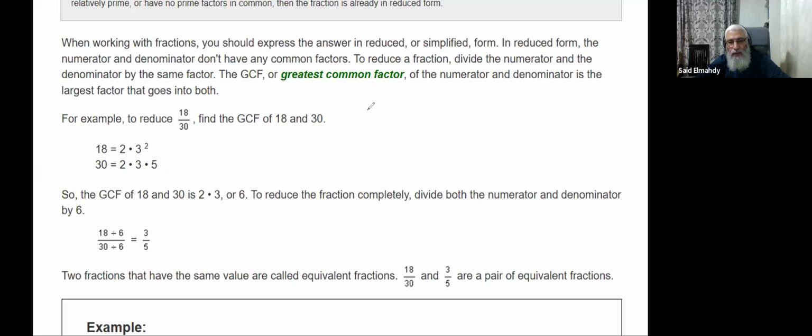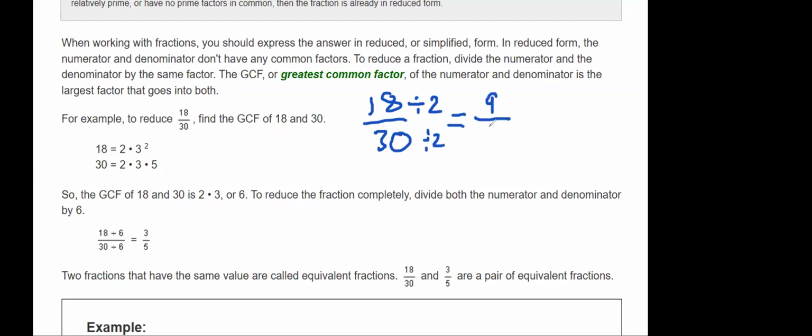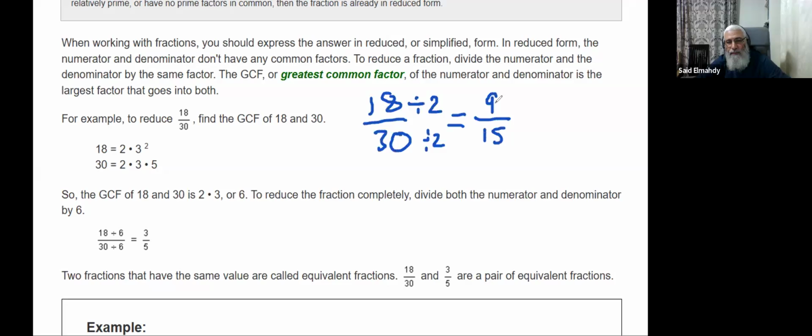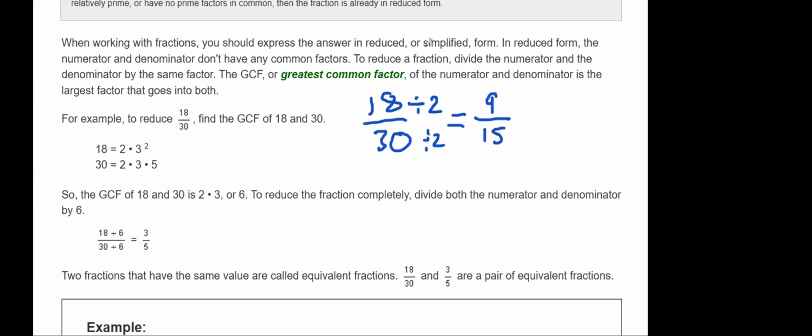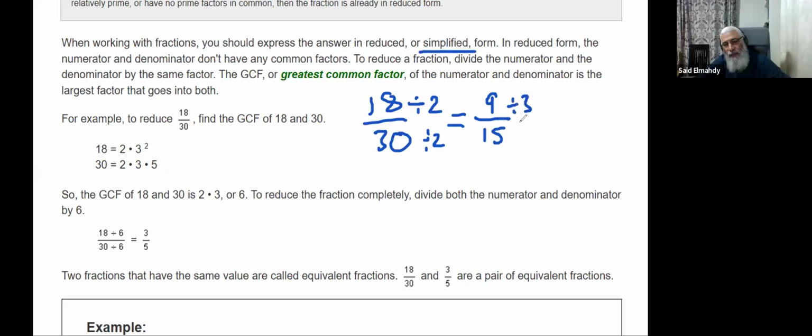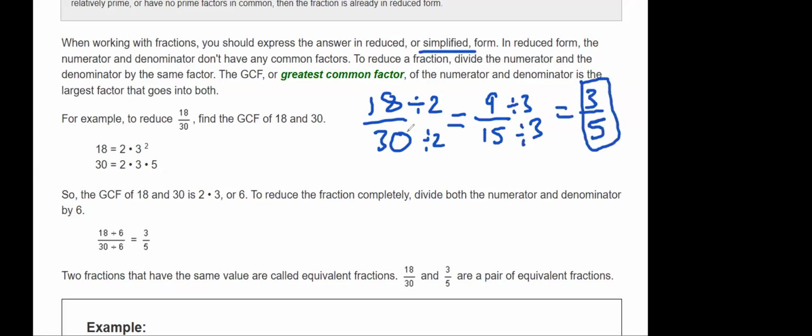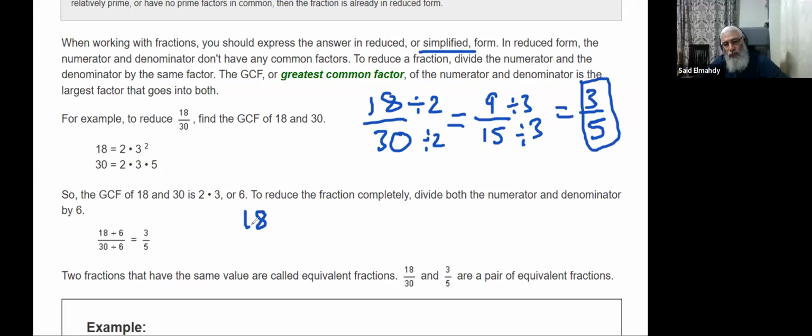For example, 18 over 30. We can divide 18 by 2 and 30 by 2. This gives 9 over 15, but this is not the reduced form. It is not simplified because we can divide again, by 3 and by 3, which gives 3 over 5. So what we usually do is divide by the greatest common factor.